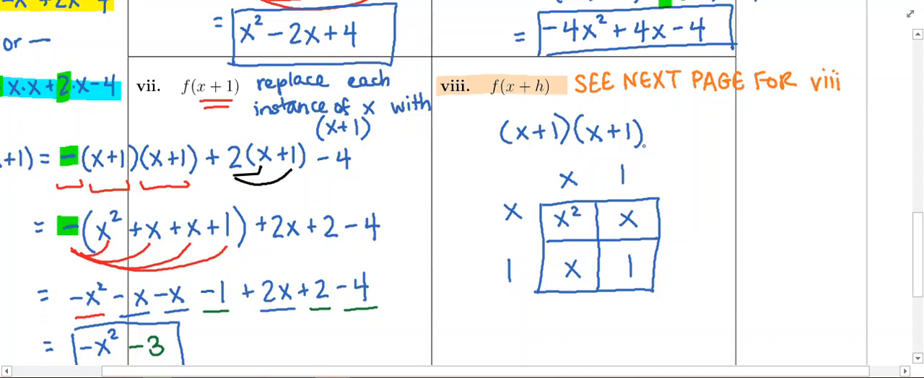Now I'm going to show you how to work example 4a part A, where we're going to keep the same function we've been using, but we're going to find f of x plus h. I am out of room on this page, so I've written a note here that we're just going to start this example on the next page.